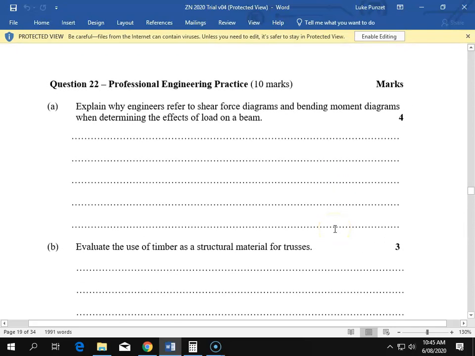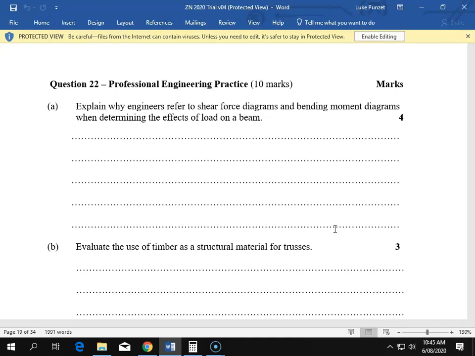Okay, question 22. We're into some wordy questions. These are much better for videos. Explain why engineers refer to shear force diagrams and bending moment diagrams when determining the effects of the load on a beam. This is a 4-mark question, and I think it's actually quite hard for 4 marks. Pushing for 3 marks is pretty easy. Pushing for the 4th mark is quite difficult.